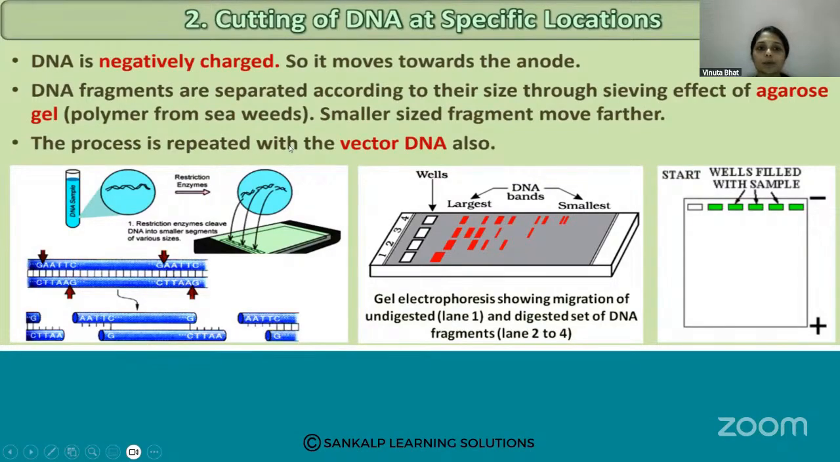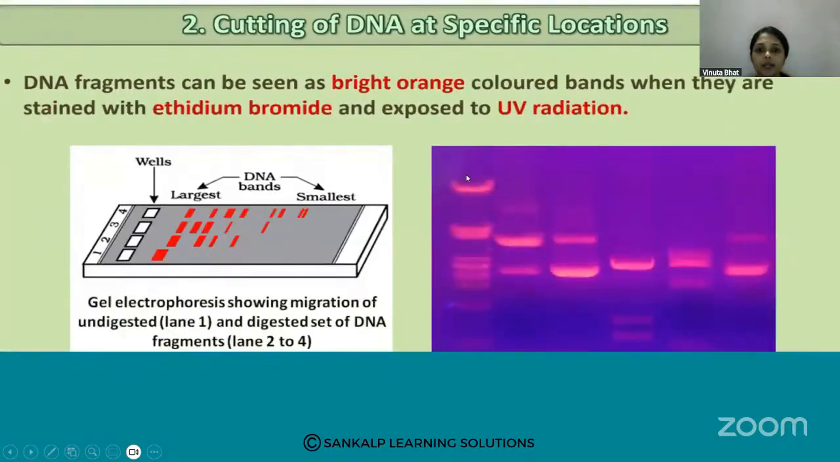This process is repeated with the vector DNA also. The DNA fragments can be seen as a bright orange color. So these are all DNA fragments under the UV radiation, because they are stained with ethidium bromide. Like this the DNA fragments are separated.